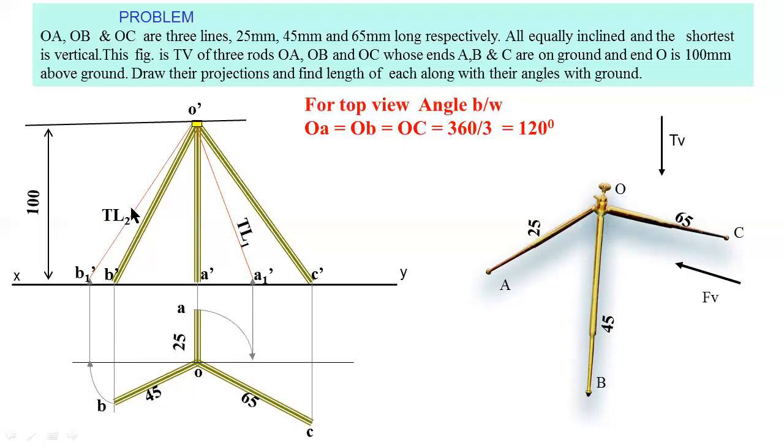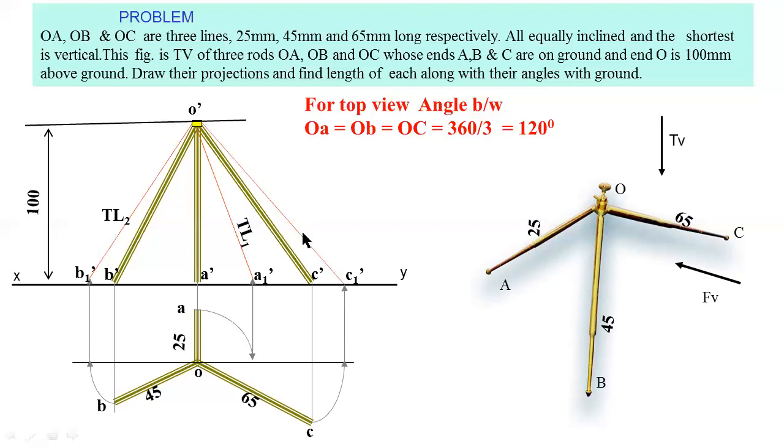Similarly, you have to find the true length of the bar OC. For that purpose, you have to rotate this OC line in anti-clockwise direction. So with O as center and OC equal to 65 mm as radius, draw an arc in anti-clockwise direction like this. Then you have to extend a vertical line in upward direction. The intersecting point is C1 dash. Then you have to join the O dash and C1 dash points.